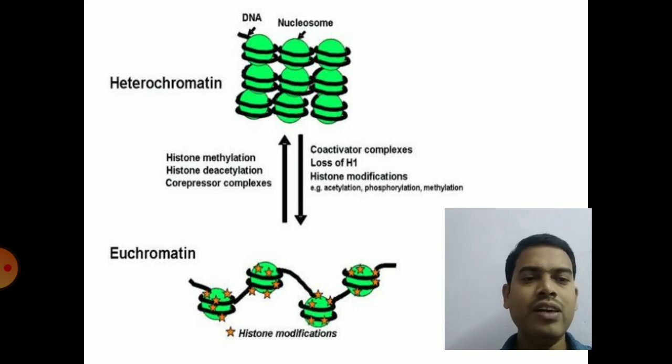Depending upon the need of the cell, the chromosome compaction occurs, and the compaction and decompaction is based on the histone modification. It may be acetylation, phosphorylation or methylation. So this is heterochromatin and euchromatin.